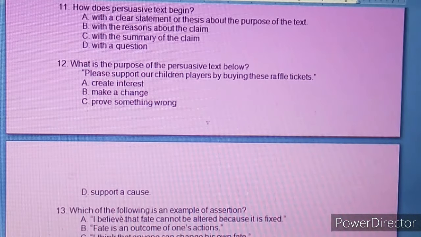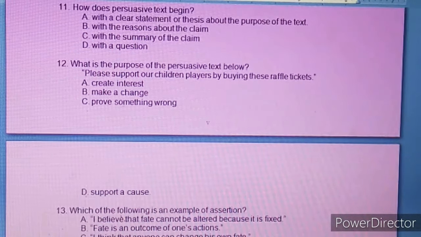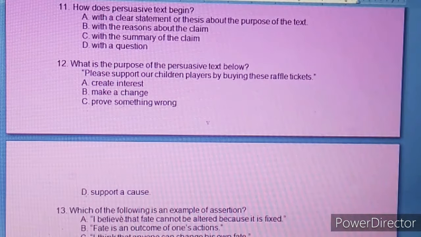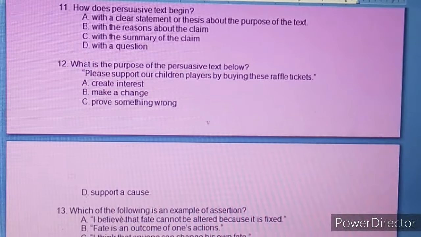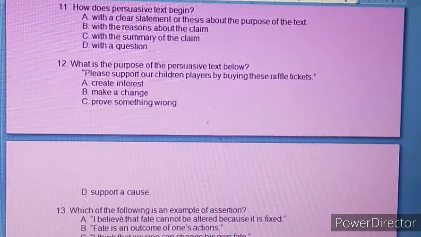Which of the following is an example of assertion? A. I believe that fate cannot be altered because it is fixed. B. Fate is an outcome of one's actions. C. I think that anyone can change his own fate. Or D. For me, fate is only what a fortune teller says. What is the correct answer for number 13? The correct answer for number 13 is letter B. Fate is an outcome of one's actions.